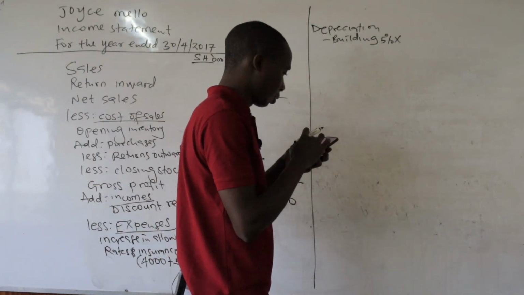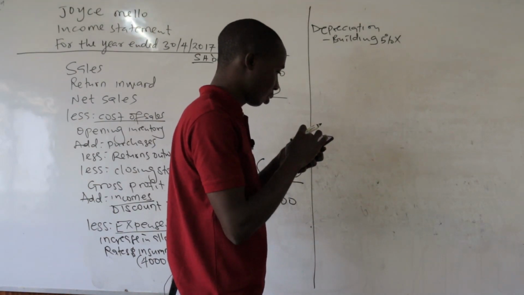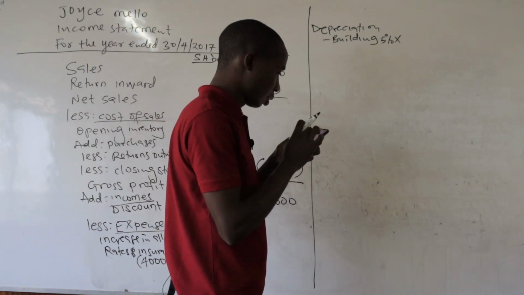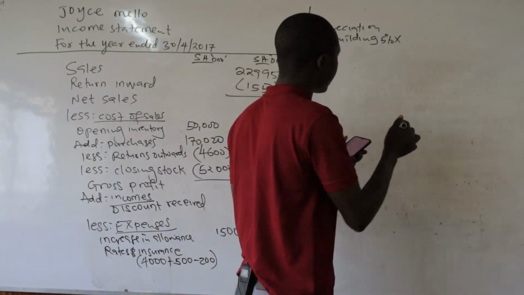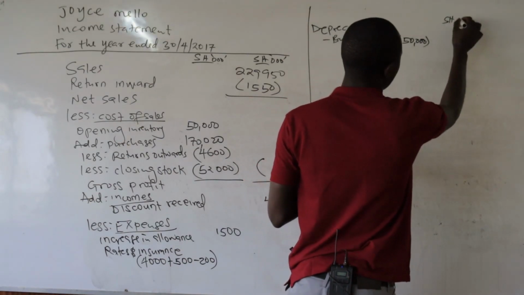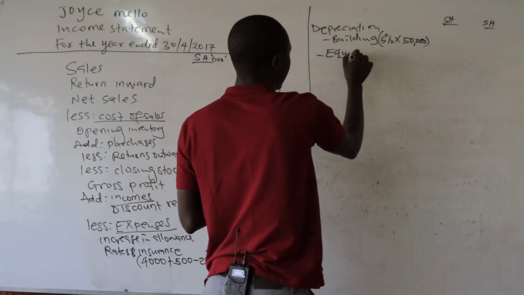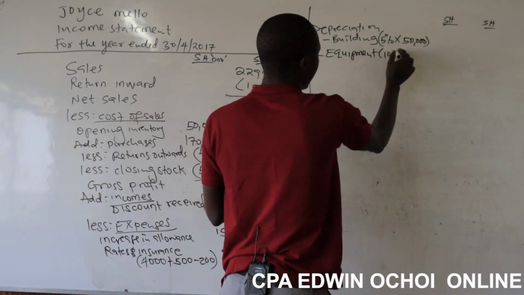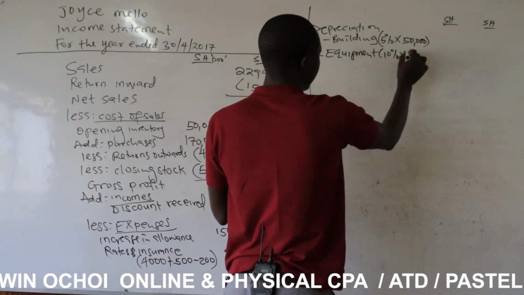Building. So I can see equipment. Building. So the building is 50,000. So the building is there, 50,000. So this is 50,000. So then we have equipment. So equipment at what percentage? 10% times. So the equipment is at 5,000.